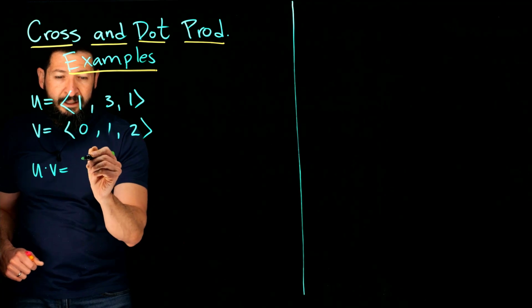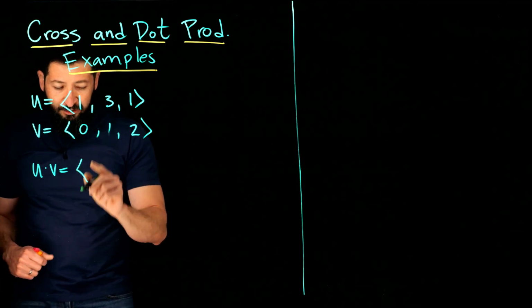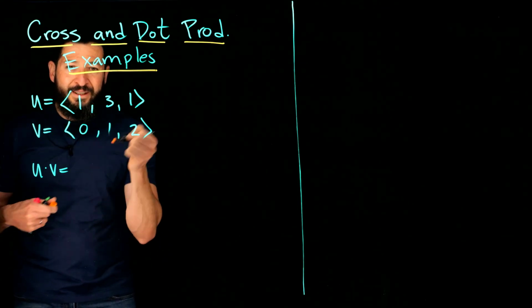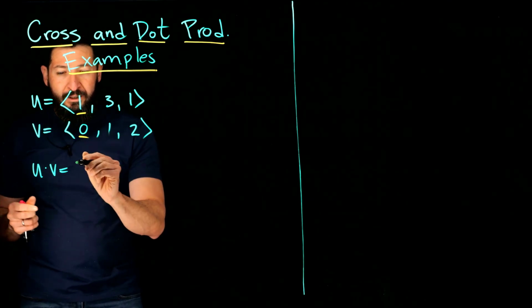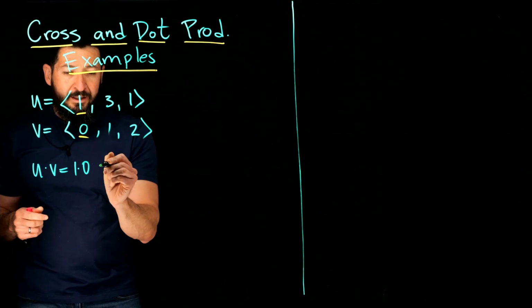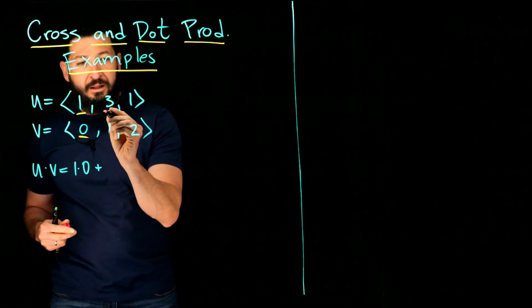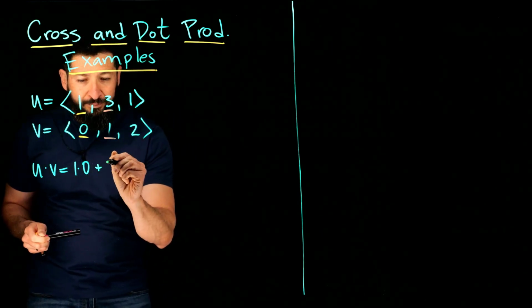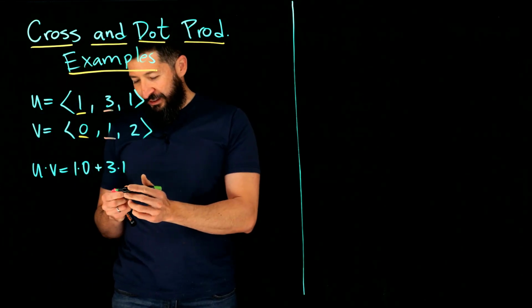So u dot v would be, you grab the first entries. This is not a vector, so let's erase that first. So you grab the first two entries, 1 and 0, and you multiply them. 1 times 0, plus, you grab the second two entries, 3 and 1, and you multiply them together. That dot is a times. This is not the dot product, but it's just a times.